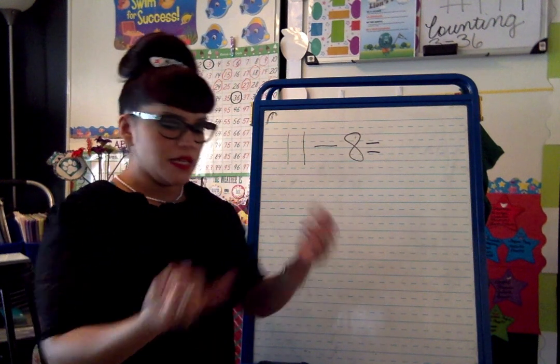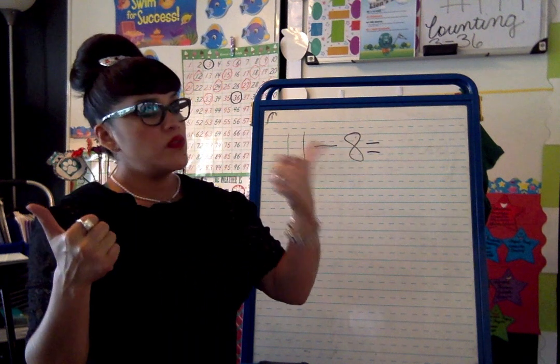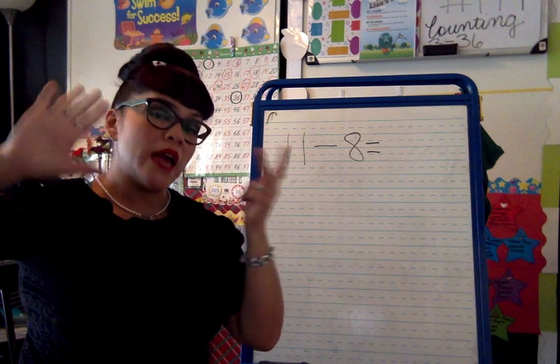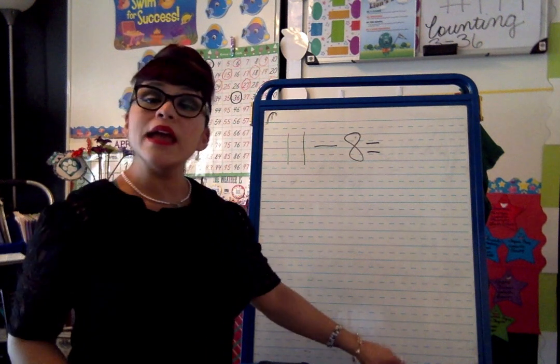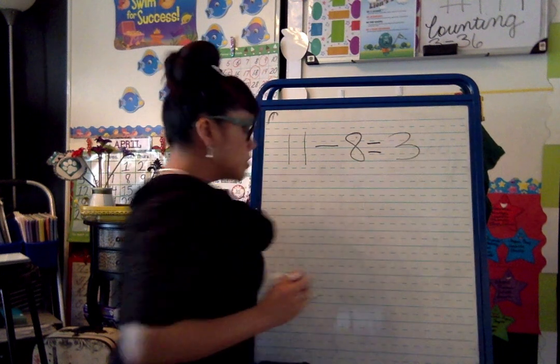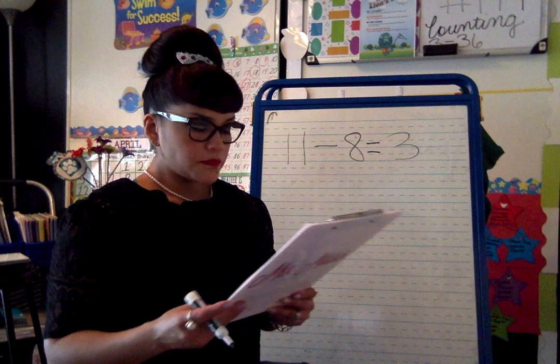You can count in reverse order like we were doing earlier today. So 11, 10, 9, 8, 7, 6, 5, 4, 3. So we subtracted by 8, and our answer is 3. Good job. Okay.